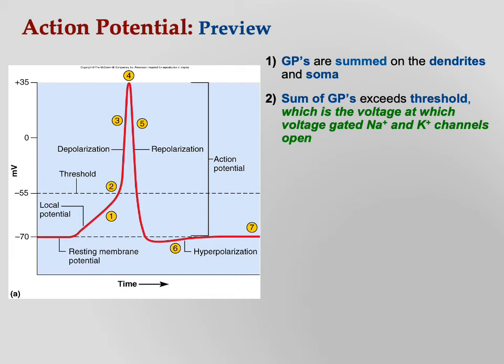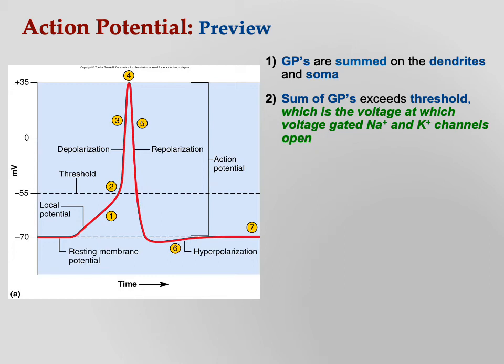And what's the magic of threshold? Why is it so special? Threshold is the electrical value at which the voltage-gated sodium and potassium channels open. Remember, a voltage-gated channel only opens at a certain voltage. Well, what voltage do these ones open at? Negative 55. Negative 55 actually opens both of those channels.